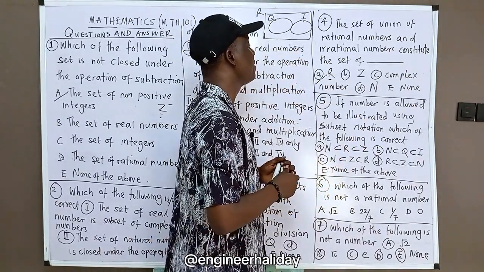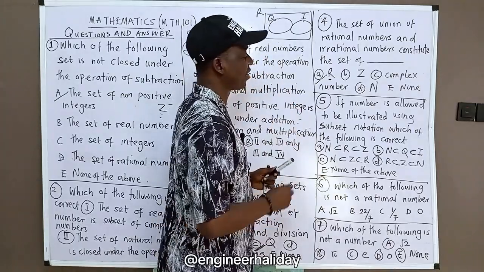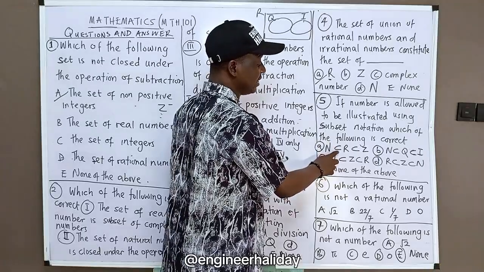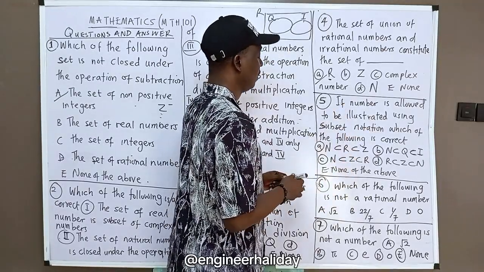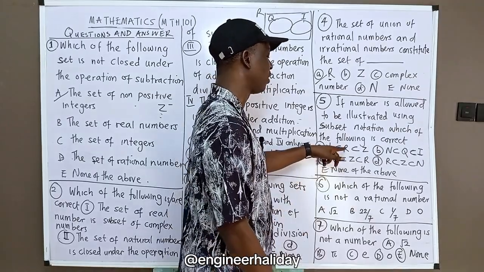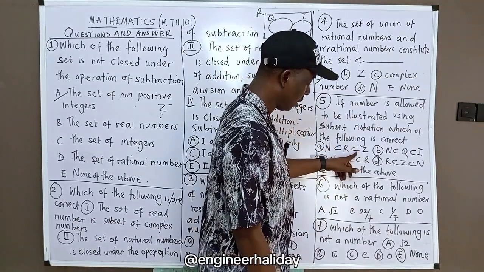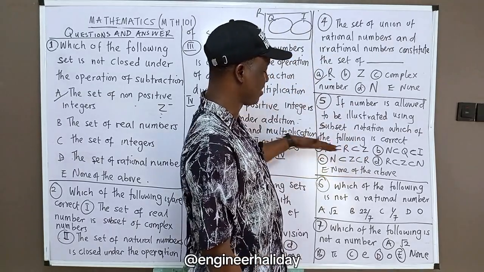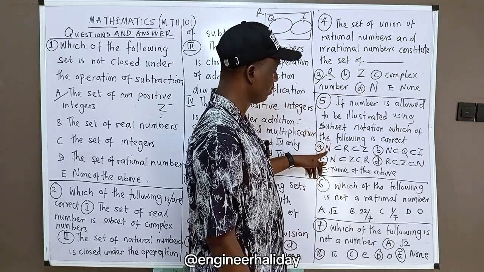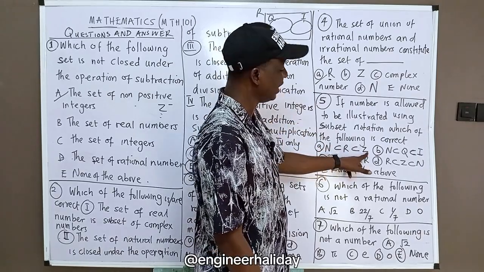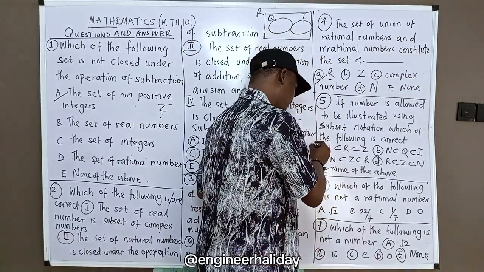If a number is allowed to be illustrated using subset notation, which of the following is correct? Now, knowing fully well that this is a subset, then when you turn it upside down, it's a superset. So let's check option A. N is a subset of real numbers. Wrong. It's correct, but subset of integers, wrong. That's why I said I've seen it already before I even finish the answer. So natural numbers is a subset of integers. That is how it's supposed to be. Subset of real numbers. So that one is wrong. So A is wrong.